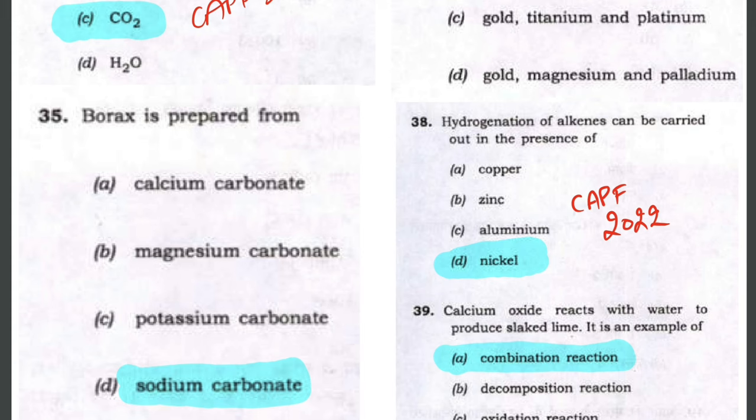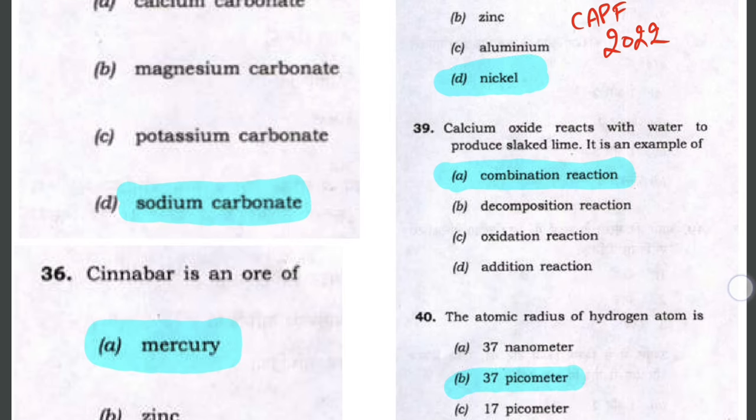Then the next question: hydrogenation of alkenes can be carried out in the presence of nickel. This is a very important question. Hydrogenation of alkenes can be carried out in the presence of nickel only, which works as a catalyst.